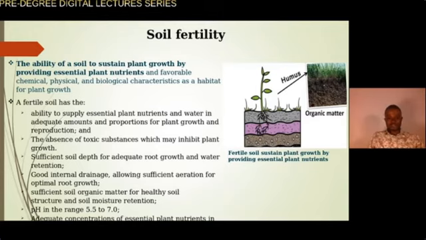This fertile soil must also have sufficient soil organic matter for healthy soil structure and soil moisture retention. The healthy fertile soil, of course, must have a pH in the range of 5.5 to 7, as the soil must have some level of acidity in it. It must also have adequate concentration of essential plant nutrients, just as the structure you see on your right hand shows a fertile soil that is capable of sustaining plants by providing essential nutrients.